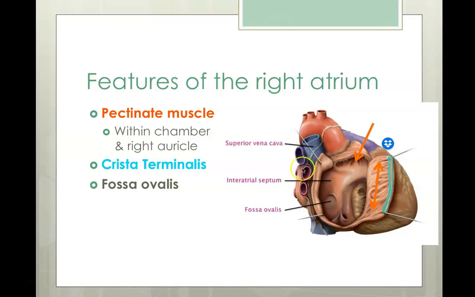So this fossa ovalis is found on the wall between the two atria, the interatrial septum. And we'll take a look at some images as to what this fossa ovalis is, but you'll see that it's oval shaped, and we have almost like a thinning out of the wall in this region.